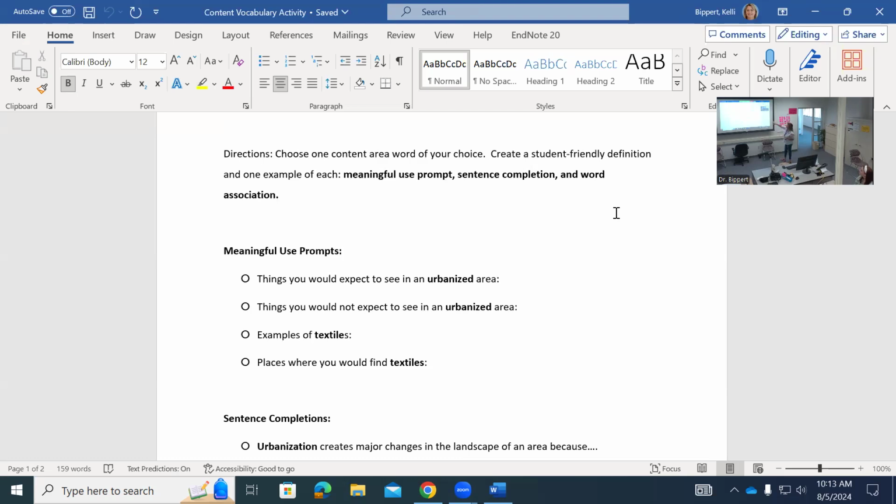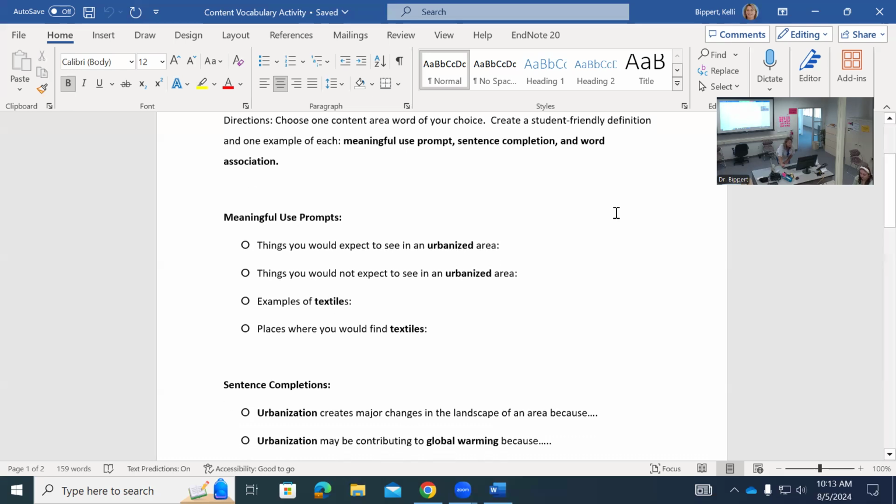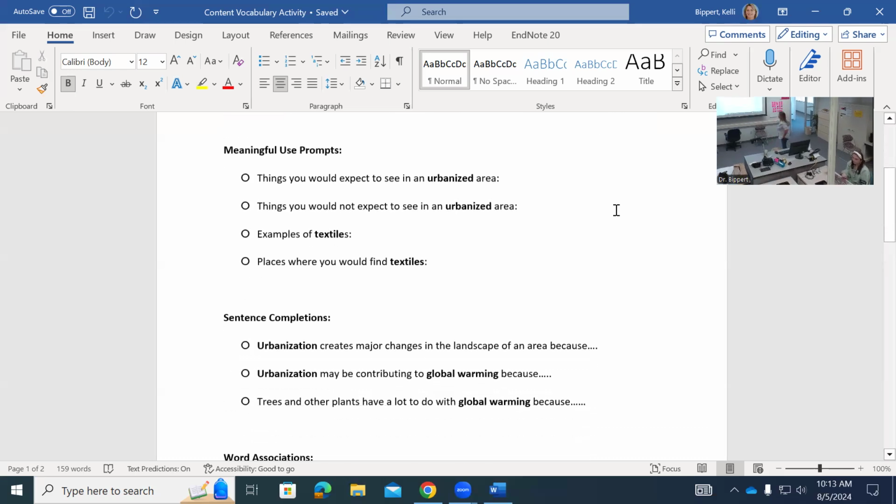So we talked about meaningful use prompts, sentence completions, and word associations. And so what I've done for you on this page, and this was really useful back when I would actually hand this paper out to students, is I've got some examples and they're actually from the PowerPoint that we looked at Wednesday. So meaningful use prompts is, can my student use the new vocabulary word in a meaningful way? And I come up with a prompt that I want them to respond to. I'm going to get a different response from every child, but if the response is correctly using the word's context, you know they understand the word a lot better than if they just memorize the definition, right?